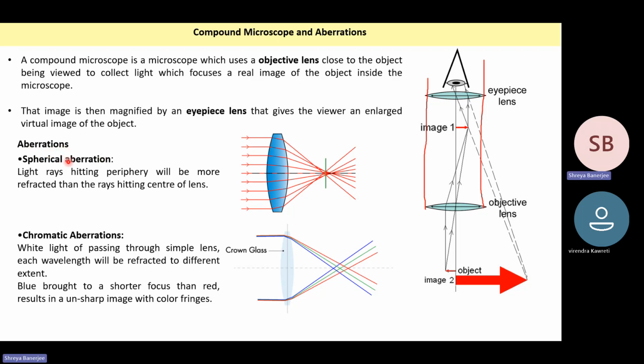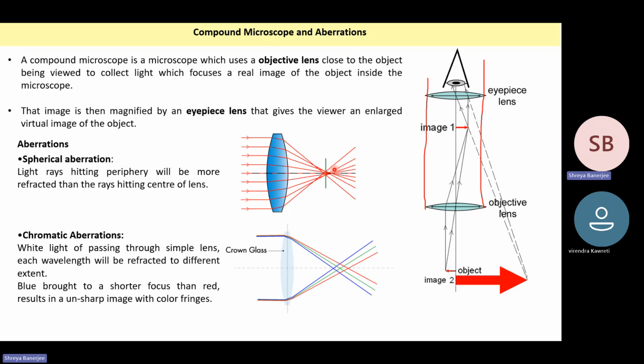One is a spherical aberration. Here, what happens is that when the light rays hit the periphery of the lens, they are refracted more compared to the light rays hitting the center of the lens. You can see the light rays hitting the center of the lens are getting concentrated in a particular point. But the light rays from the periphery are not getting concentrated in the same point. Rather, they are meeting somewhere earlier. So what this will do is it will cause a blurry image.